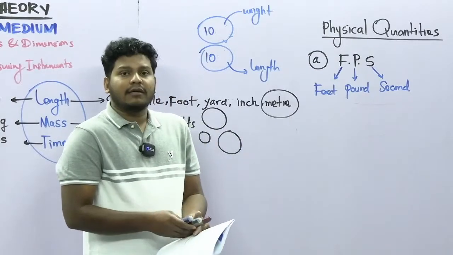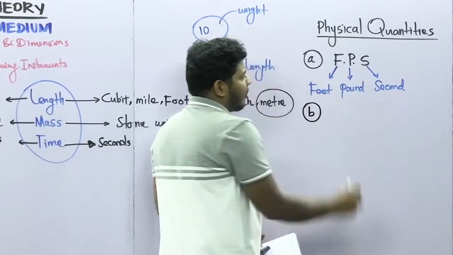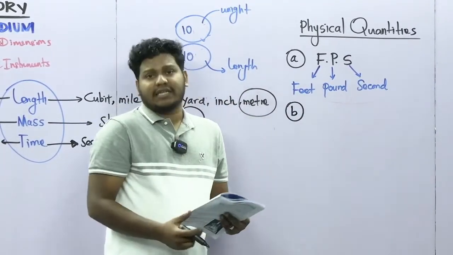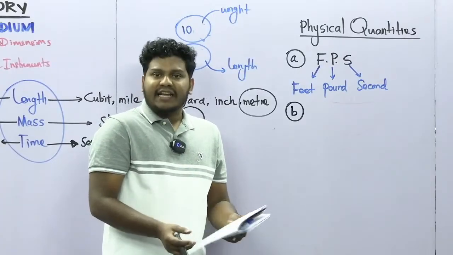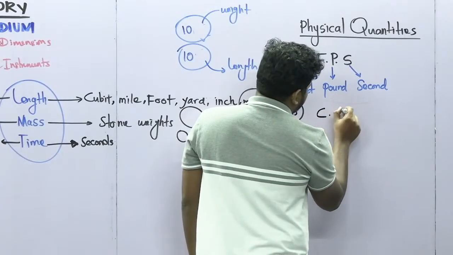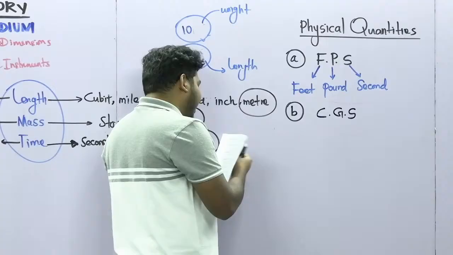Let's go to the second one, the B part. The system of centimeter, grams and second. This system is known as the CGS system. C is for the centimeter.